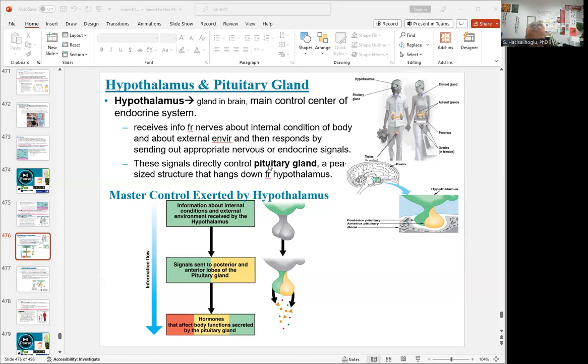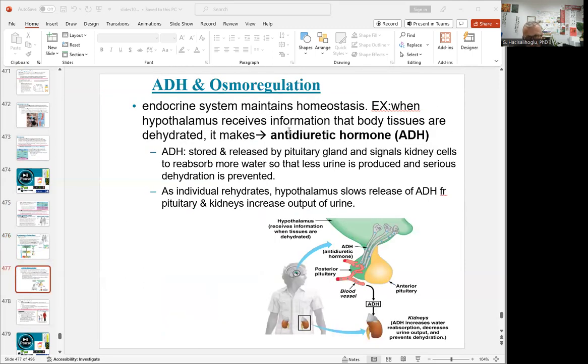GnRH, dopamine. These are under the hypothalamus, and there is another gland which is called the pineal gland, as we can see here. There is one specific hormone called ADH, which is under the pituitary gland. You can see ADH, which is antidiuretic hormone.